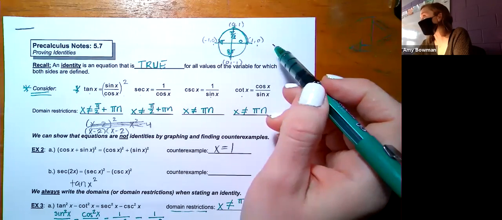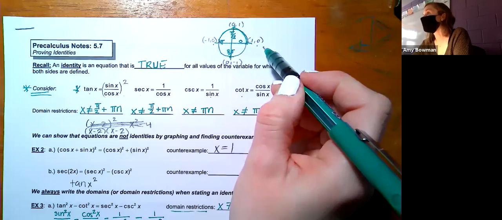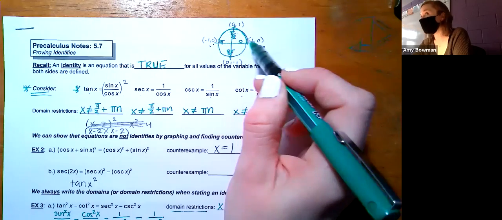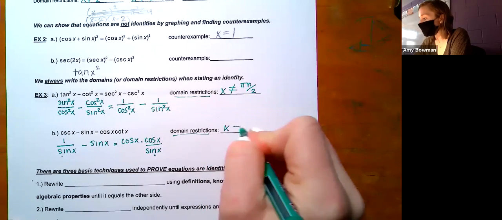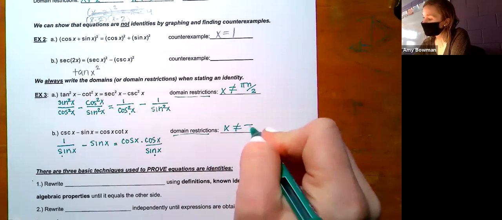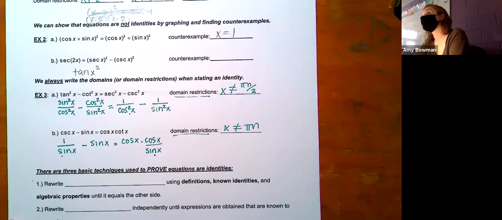So that would be 0, pi, 2 pi, 3 pi, 4 pi, 5 pi. So multiples of pi. So x cannot equal multiples of pi.